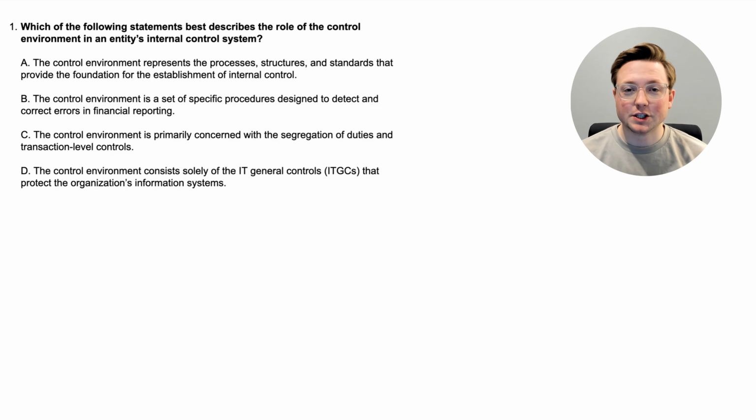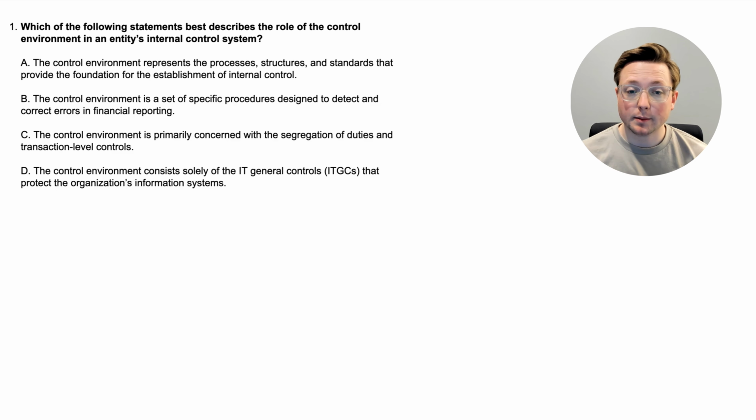Okay, here we are at question 1. Let's just dive straight in. Which of the following statements best describes the role of the control environment in an entity's internal control system? Now, one thing I will say, we did go over the components of the COSO internal control framework in the previous video, and the control environment is one of those components. Now, if you haven't watched that video, I would recommend watching it, but if you don't really know what this is talking about, that's okay. We're going to use this question to learn about it. So let's go through the options first.